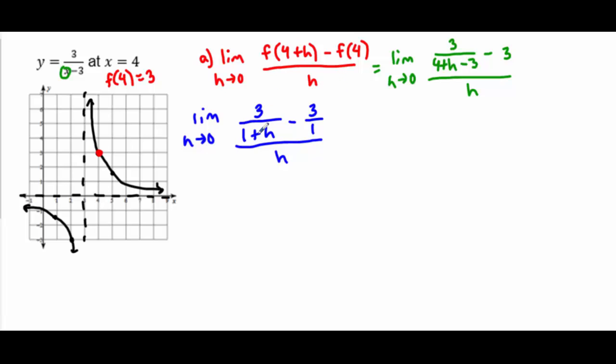To do that, the process is always the same. The first fraction multiplies by the second denominator, so this needs to get multiplied by 1. The second fraction gets multiplied by the first denominator, so I'm going to multiply it by 1 plus h. So that gives me 3 times 1, which is 3, minus 3 times 1 plus h.